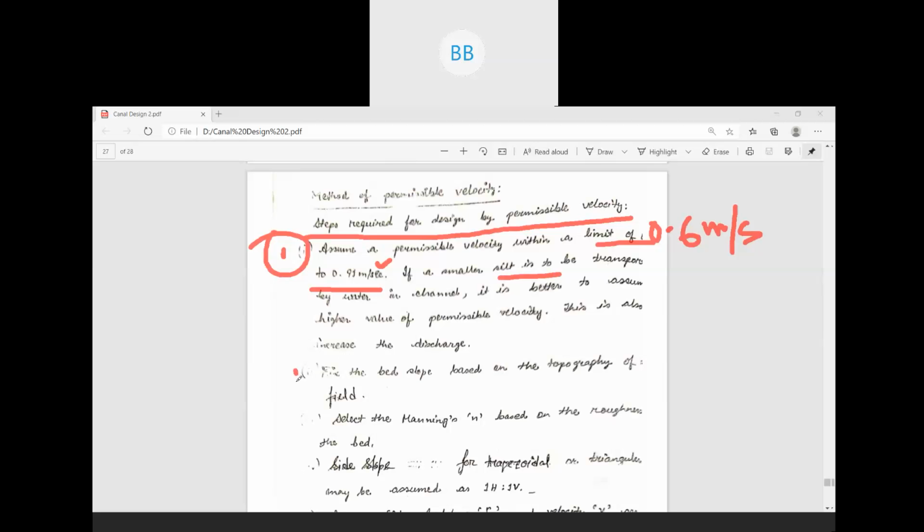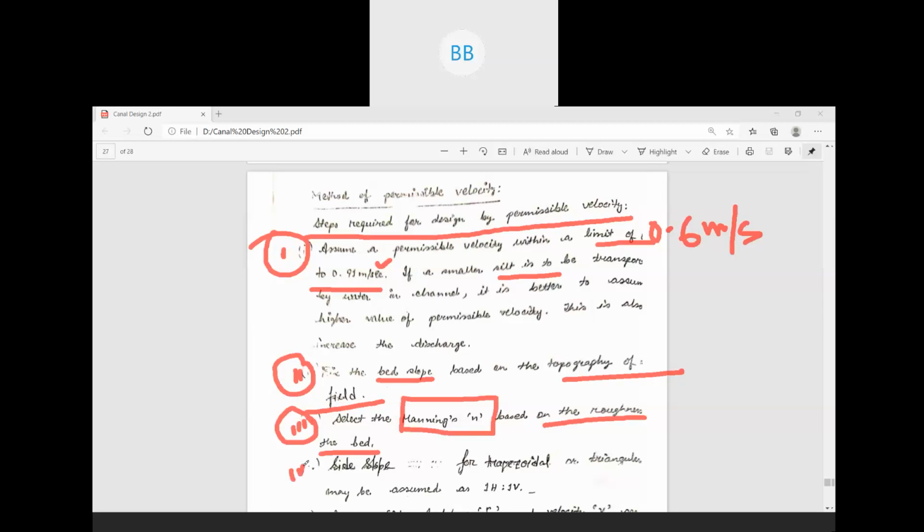The next step is to fix the bed slope, based on the topography of the channel. Number three, select the Manning's n based on the roughness of the bed. For this number three, you have to take various cross sections, then release some discharge, and then you find out the Manning's n.